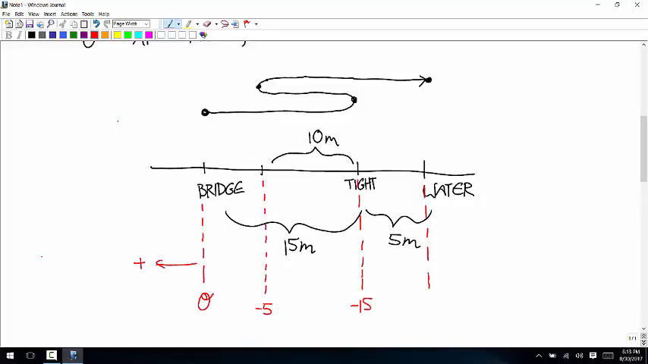And then he went, from, let's see, so he went 10 plus another 5. So from negative 5, he went 15 meters in the negative direction. So where is he there? What's negative 20? Yeah.